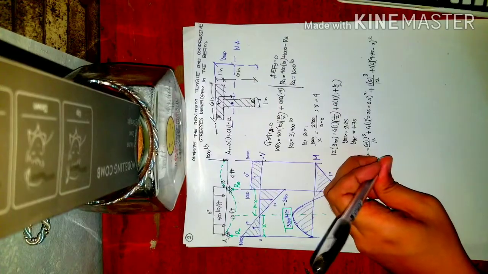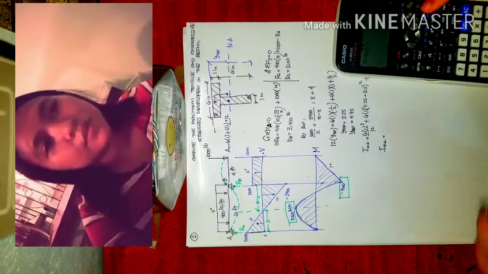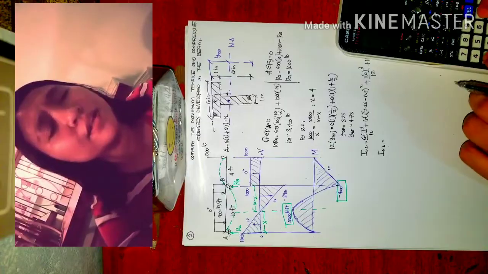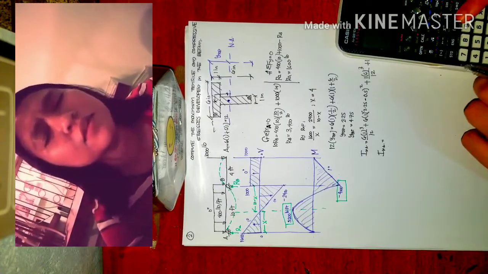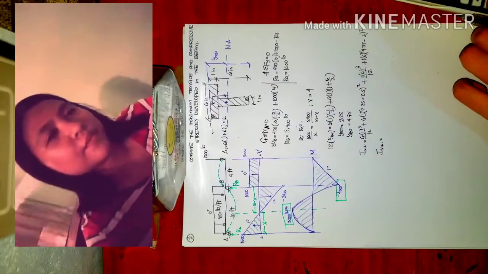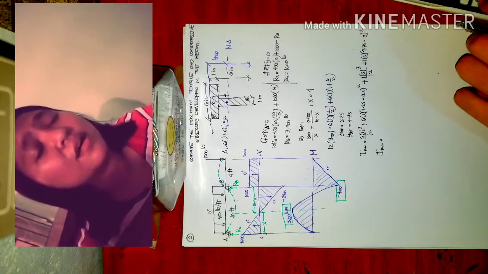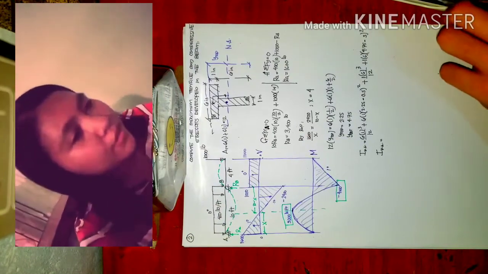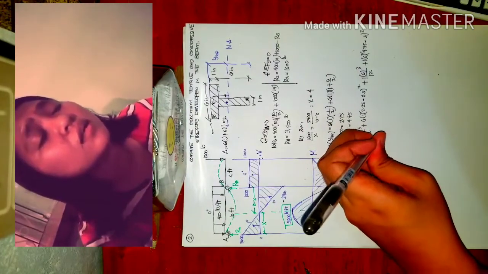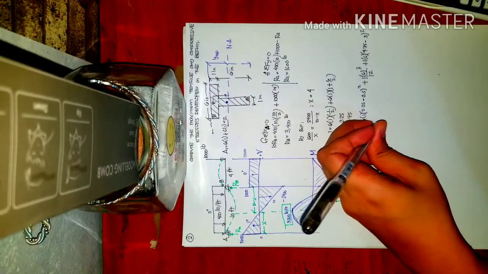So, what is the moment of inertia with respect to the neutral axis? Again. 6 times 1 cube divided 12 plus 6 times 1 times 2.25 minus 5, plus 1 times 6 cube over 12 plus 1 times 6 times 4.75 minus 3. So that is 55.25 inches raised to 4.